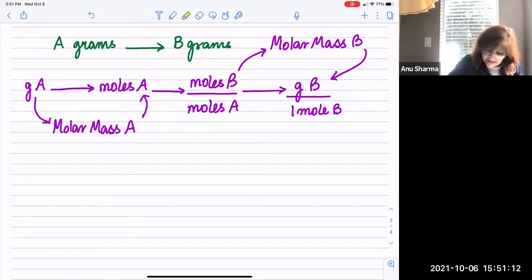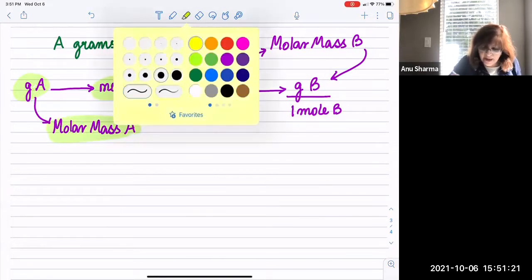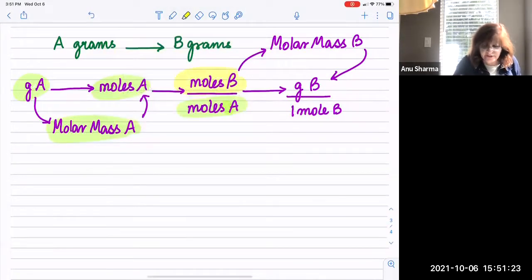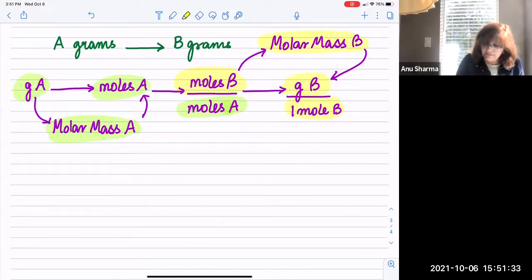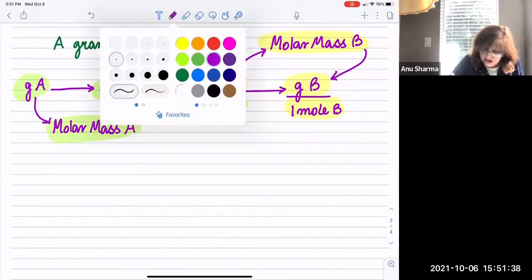So you see that you start with A and you get B. The grams of A are converted to the moles of A, and the moles of A are converted to moles of B. Then the moles of B cancel out, and using the molar mass of B, when you cancel the moles out, you get the grams of B. So this is your basic formula, or the strategy.